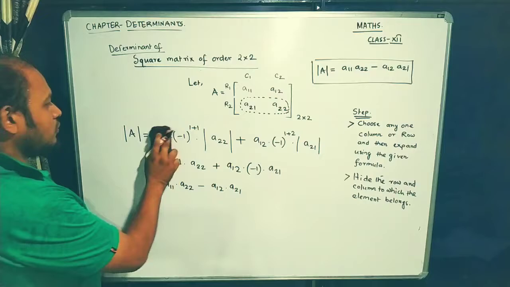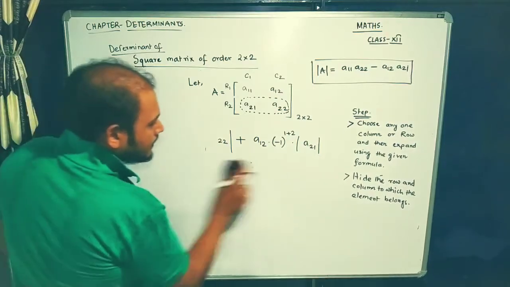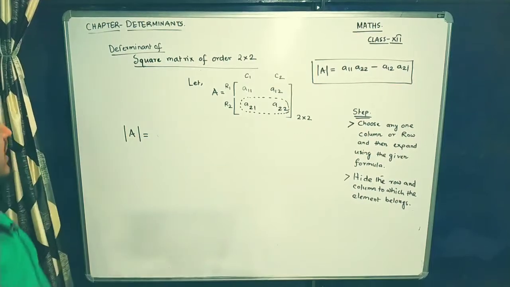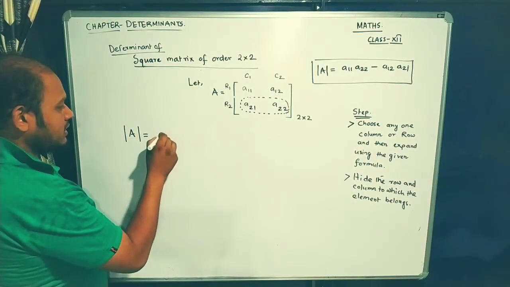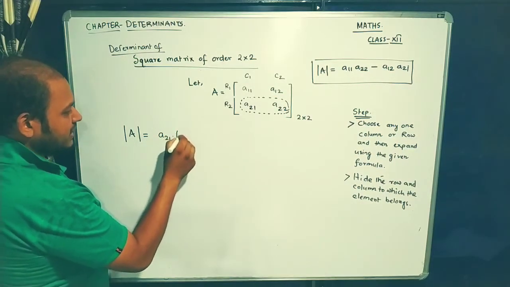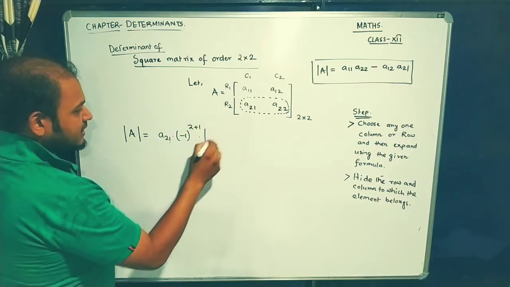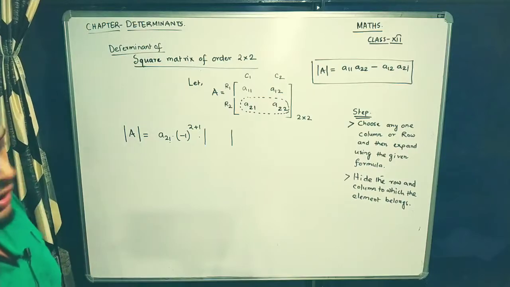Okay, so the chosen row is row number 2, and let's try to repeat the same step here. So the first element is A21, right? So we write A21, then again minus 1 to the power 2 plus 1, then determinant. Now hide the row and column.